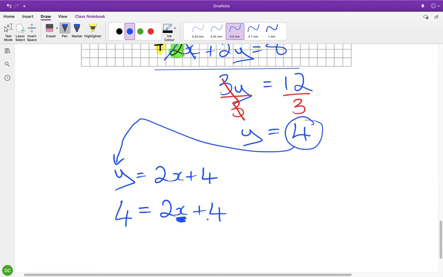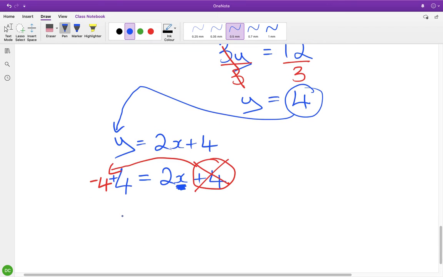I'm trying to get the x, so I will take this 4 and move it over here where it becomes a minus 4. That's gone. So now I have minus 4 plus 4. Minus 4 plus 4 is 0. And then here I have 2x. To get rid of the 2, you divide by 2. But if you divide by 2 here, you have to divide by 2 over here.